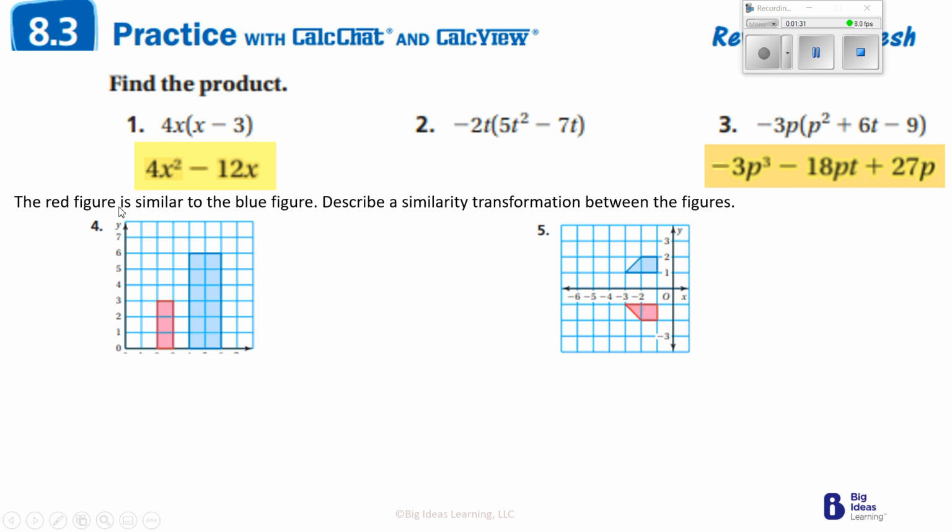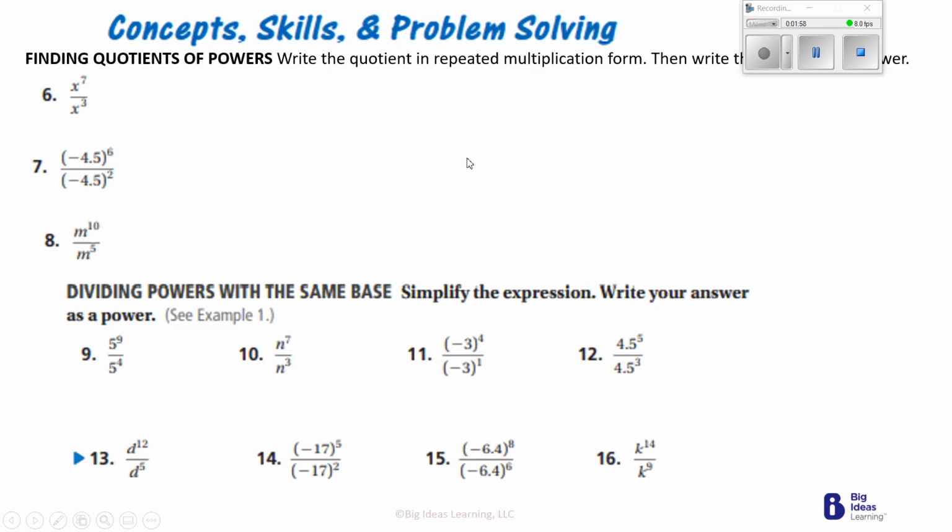It said the red figure is similar to the blue figure. Describe the similarity between the two figures. I can see this as a direct reflection because I'm going off the x-axis here. Each one of these is one away from that x-axis, and each point to the shape is directly opposite of it. So this would be a reflection off the x-axis. All right, number 6 is yours, 7 is mine.